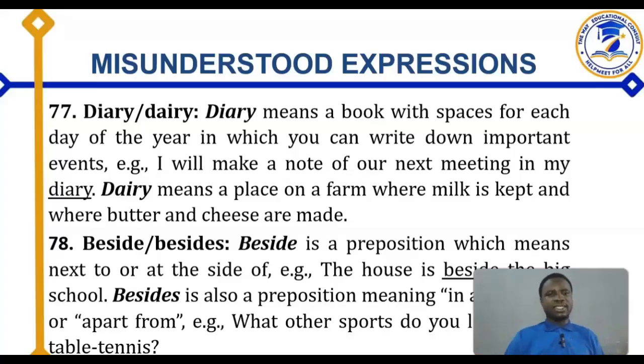This is the place where you keep milk and where you make butter, where you make cheese and the like. Number 78, beside and besides. Beside is a preposition which means next to or at the side of. So when someone is at my side, you say the person is beside me, right? You are dealing with position, position of a particular place. You are looking at the relationship between two nouns. One noun is at the side of another one. So you say what? Beside.